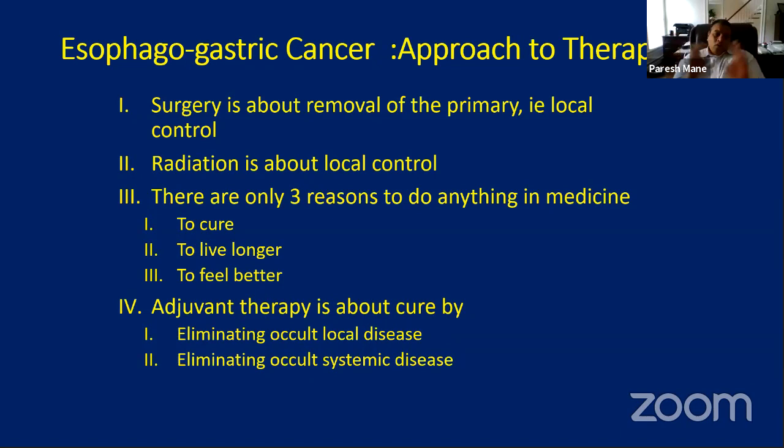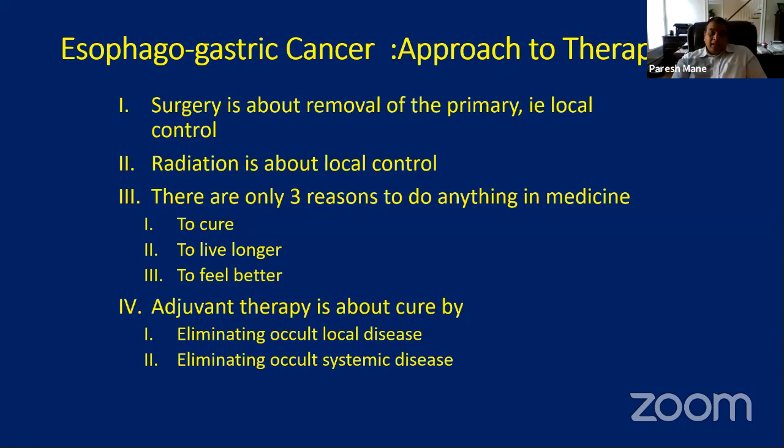or you're trying to suppress the tumor so you can live longer, or in the third case, which is increasingly uncommon, you'll give radiation in a palliative way so that the patient can eat, because nowadays you have stents and all kinds of different things. Adjuvant therapy, that's when you're giving chemotherapy, you're eliminating occult local disease, and you're eliminating occult systemic disease. And these concepts are important, and I'll come to that in a second.